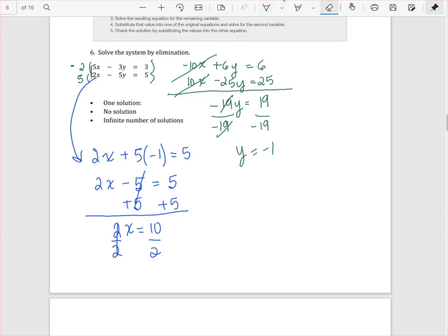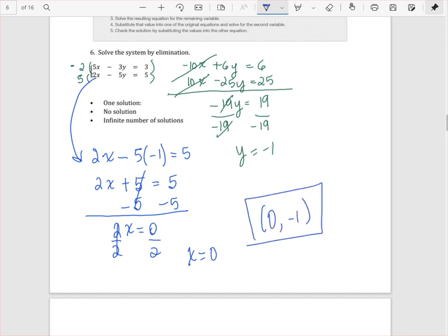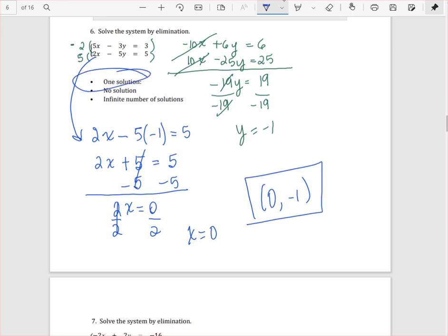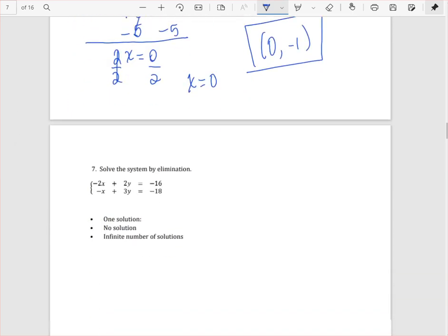This one was a minus. So this was supposed to be a minus, which makes this a plus, which makes this a minus minus 0. X equals 0. So the answer is (0, negative 1). Because this method is a little bit more complicated, let's do one more.